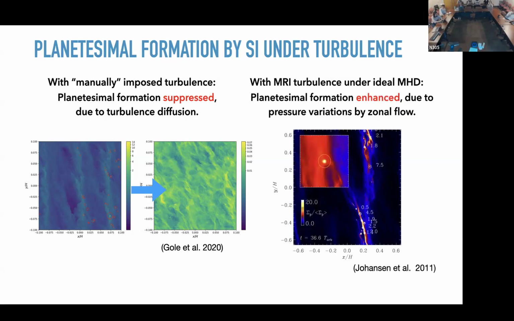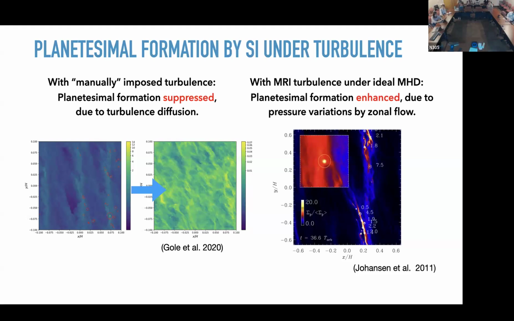But then if you consider another scenario where they imposed MRI turbulence under ideal MHD, which is one of the dominant natural sources of turbulence in a disk, right? With MRI turbulence, it can actually generate so-called zonal flow. So they can generate local pressure variations or even pressure maxima. And this structure, like local pressure maxima, can actually help concentrate dust particles therein. So this effect can enhance planetesimal formation within these zonal-flow-induced structures. So as you can see, depending on how exactly we treat turbulence, we have to be very careful about this.